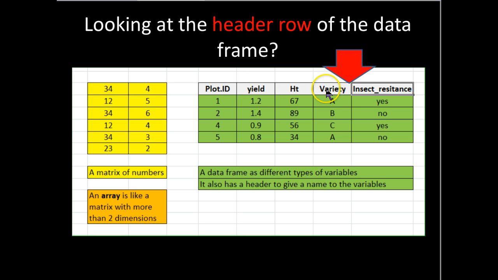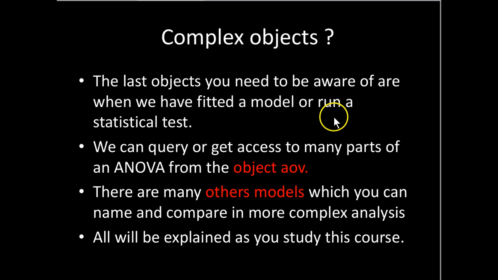Here's variety. And we've got the ABCs here distinguishing between our varieties. If you wanted to make something a little bit more intuitive, perhaps, maybe this is about insect resistance. So you can't leave a space because R won't like it. So you need to go insect underscore resistance.